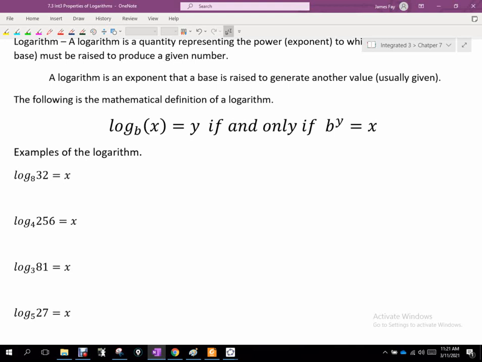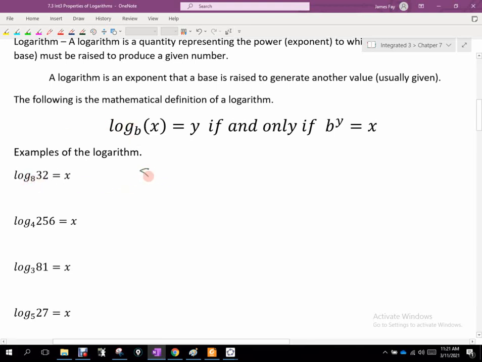So does it make sense that the number I'm going to get back should be less than 2? If I multiply 8 by itself once, I get 8. If I multiply 8 by itself twice, I get 64. Well, 32 is between 8 and 64, so this logarithm must be between 1 and 2. Okay? So this is how we're going to do this.